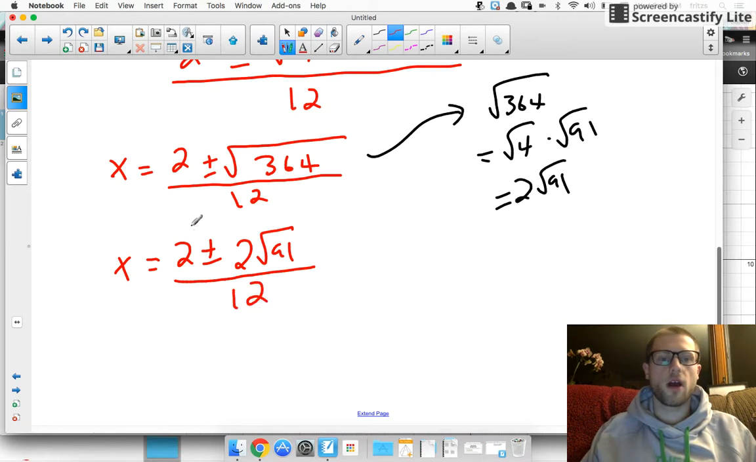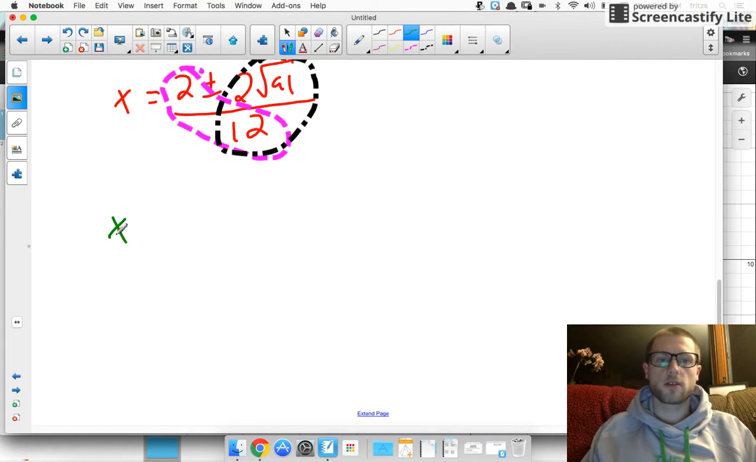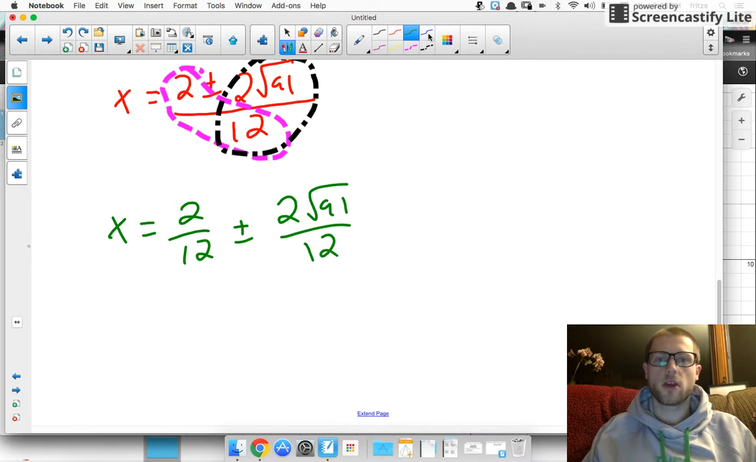And at this point, I want to split this up. Really, this is kind of like two fractions. I can imagine here's one fraction, 2 over 12, and then here's another fraction, 2 root 91 over 12. So let's split this up into my two fractions. I've got x equals 2 over 12 plus or minus 2 root 91 over 12. And look at this, here I can cancel some stuff out. So this is going to reduce to 1 over 6. And over here, the 2 reduces to a 1, and the 12 reduces to a 6 also.